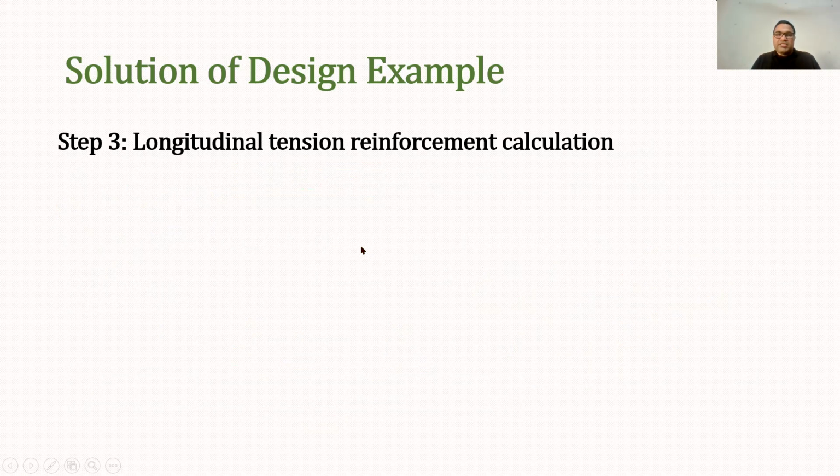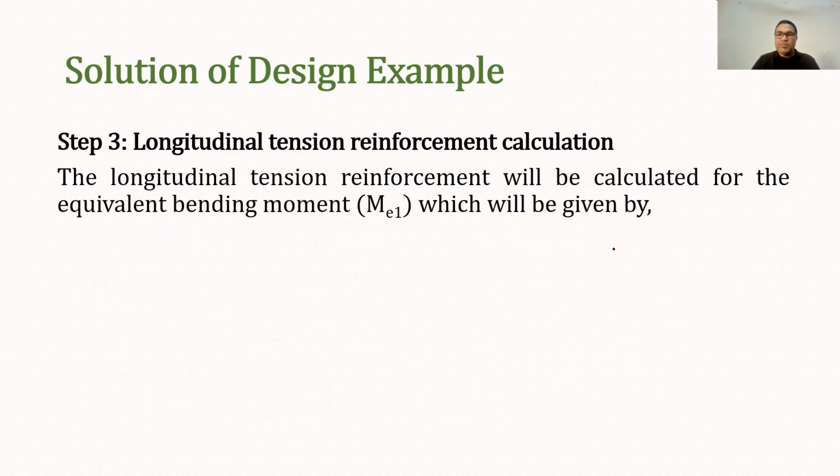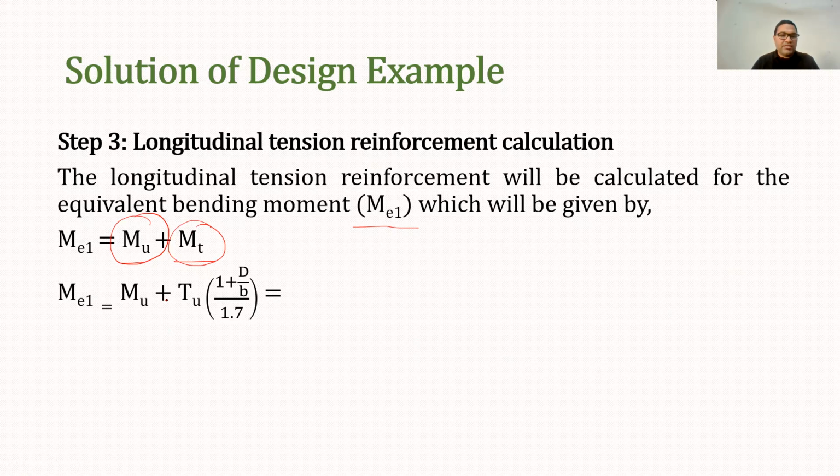Now, in step 3, we will calculate the longitudinal tension reinforcement. Longitudinal tension reinforcement will be calculated for the equivalent bending moment, that is ME1, and the formula for ME1 is MU plus MT. The MU value is already given in the question. We are required to find out MT. So ME1 is MU plus TU times (1 plus D by B) upon 1.7. MU, as I said, is already given in the question, so we will directly put the value, but we will calculate the value of MT, which is already given in the IS code I mentioned earlier.